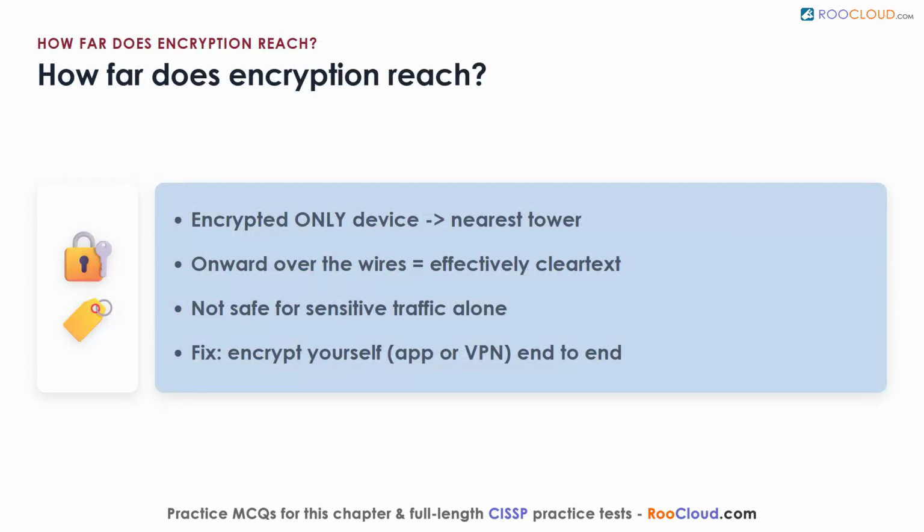How far does cellular encryption really reach? Not as far as most people assume. Your traffic is generally encrypted only on the hop from your device to the nearest tower. Once it lands and travels onward over the carrier's wires, it can effectively be in the clear. That means cellular is not a safe place for anything truly sensitive on its own. The fix is to protect the data yourself before it ever leaves the phone, using an encrypted application or a VPN so the content stays sealed end to end. Picture an armoured car that guards your package only to the edge of town, then drops it onto an open truck for the rest of the journey.